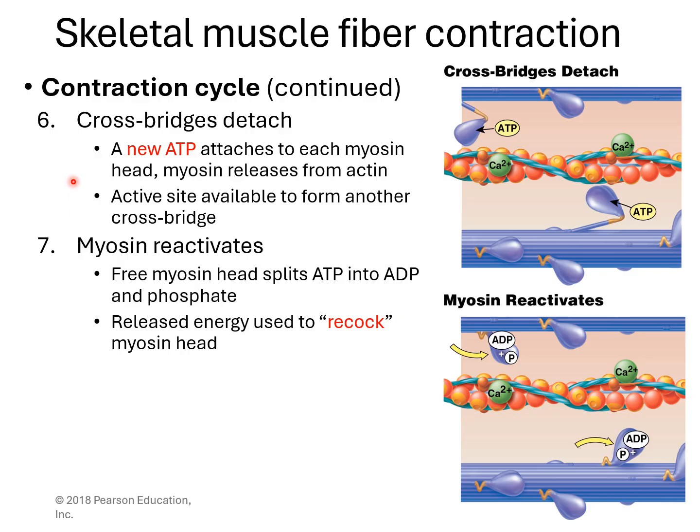Continuing with the contraction, once it's already done its power stroke, it needs to be released. And to do that, ATP binds to the myosin head, releases it from the active site. Because they have the enzymes here, the ATP is changed into ADP and phosphate, and that recocks the head. And as long as calcium is present, it will rebind to the actin active site and continue the contraction of the muscle.